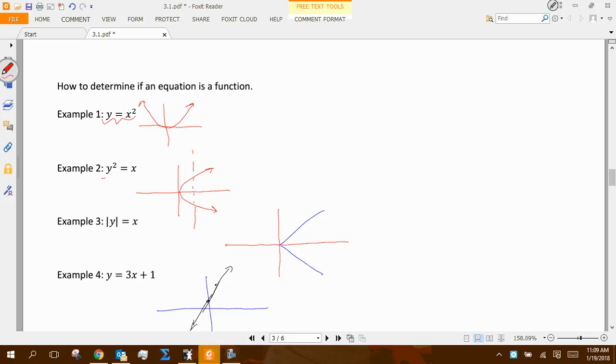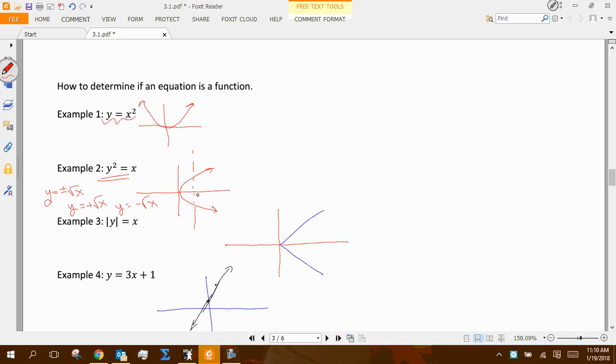The reason this one fails is because it provides a parabola, but it's open to the right here. If I do a little bit of simple algebra and solve for y, I get y equals plus or minus the square root of x. Well, that means y is equal to positive root x, and y is equal to negative root x. So for some x value, you could have two different y values, a positive y value and a negative y value.